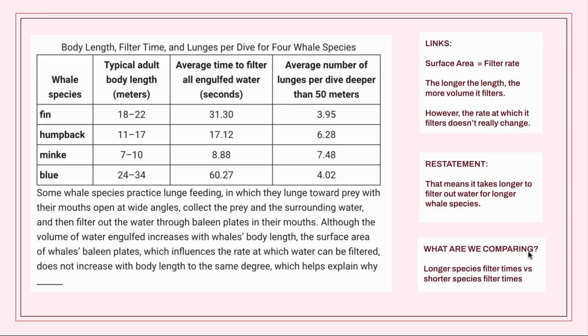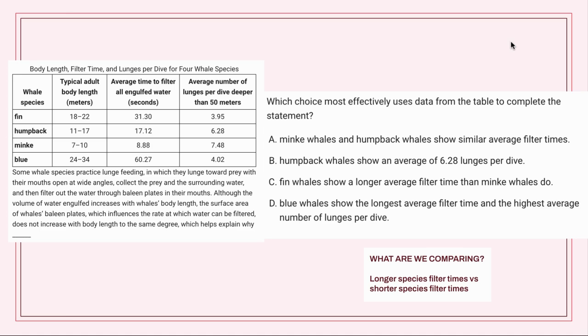So again, what are we comparing in our answer choice? We have to compare longer species filter time versus shorter species filter time, because we're talking about water filtration and we're talking about the length of the whale species. You can also think about it like that. We're talking about length and we're talking about filtering out water, so it doesn't mention anything about lunges per dive. So we're probably talking about these two variables here for different types of whale species. Okay, take a second, pause to see which one does this the best.